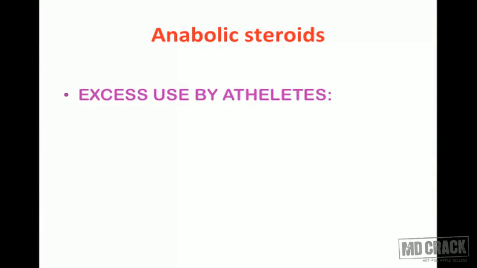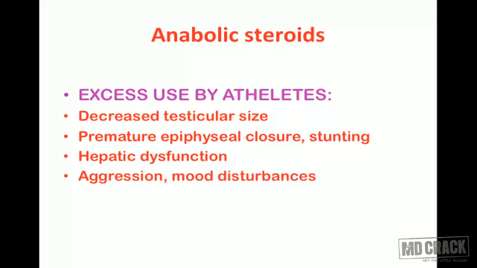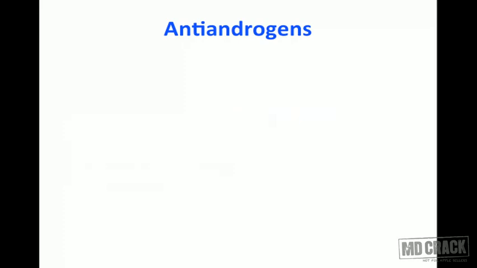Anabolic steroids, if they are used in excess by the athletes especially, lead to decreased testicular size. There is premature epiphyseal closure and stunting of growth, especially if a person of growing age takes anabolic steroids in excess dose. Mind well, there can be severe hepatic dysfunction, liver dysfunction, and it leads to aggression and mood disturbances. So this is something adverse as far as the athletes are concerned with regard to the anabolic steroids.